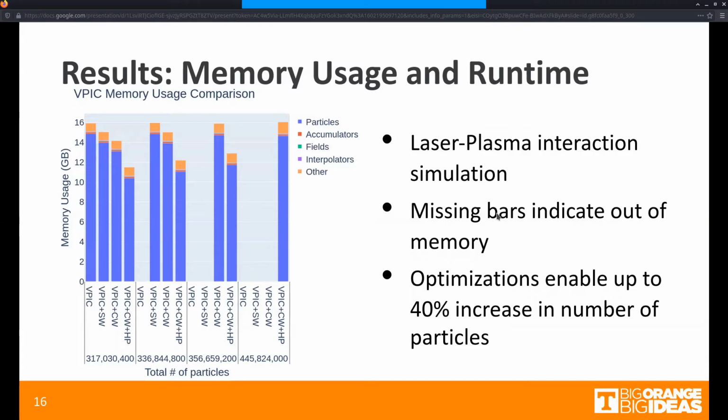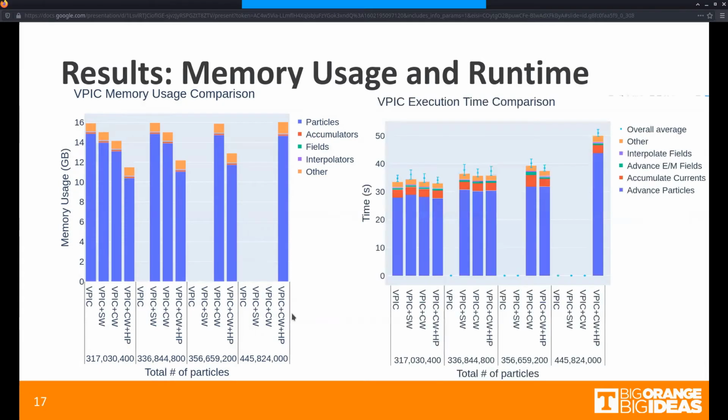First, let us look at the memory usage. The figure to the left shows the peak memory usage for default VPIC along with all our optimizations applied. The x-axis shows the total number of particles simulated. Our optimizations allow an up to 40% increase in the total number of particles.